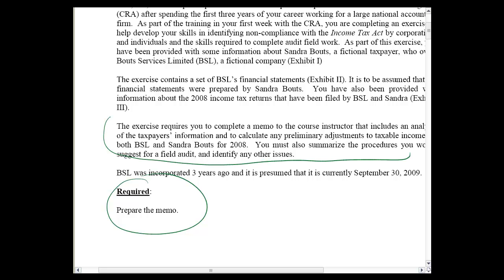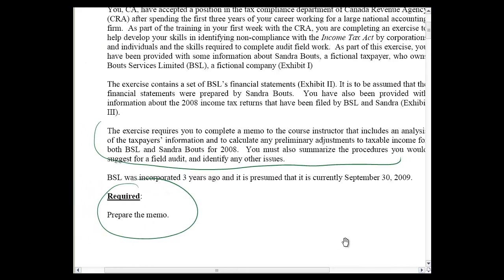So what I'm going to do is try to help you understand how to answer these questions or get your thoughts on how to answer this question. Okay? So basically, this is where it tells you. The exercise requires you to complete a memo to the course instructor that includes an analysis of the taxpayer's information, and to calculate any preliminary adjustments to taxable income for both the individual and the corporation. Okay? So you have 3 different things going on there, and then the next part is the part that I don't have anything to do with.